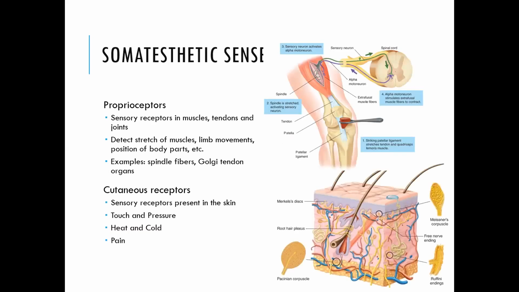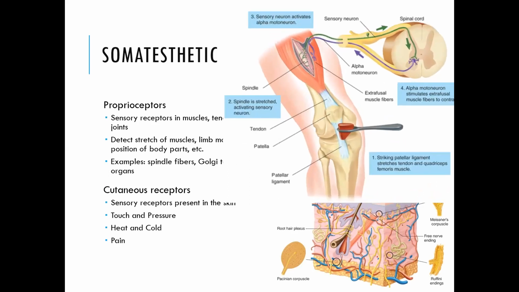You can also have proprioceptors, which I mentioned earlier. These are sensory receptors that are located in your muscles, tendons, and joints. They detect stretches of muscles, limb movements, position of body parts, etc. Example, you have your spindle fibers, your Golgi tendon organs. So this is an example showing you your patellar reflex. This is a proprioceptor. As you all know, when you're testing your reflexes, they would use a patella hammer to strike the ligament. That will coordinate a response because it activates the sensory neurons that are connected there. This will activate alpha motor neurons that is going to then cause your knee to kick upwards, giving you that movement for your patellar reflex.